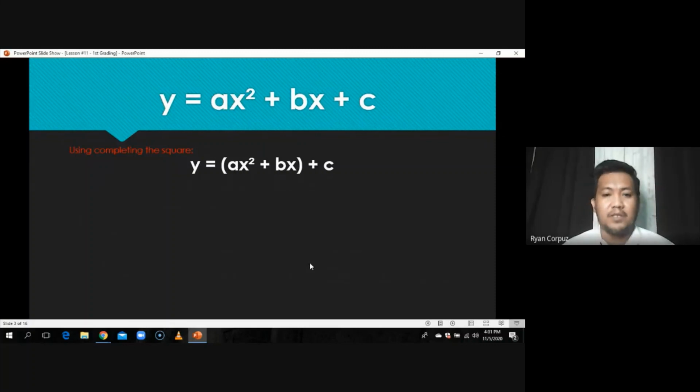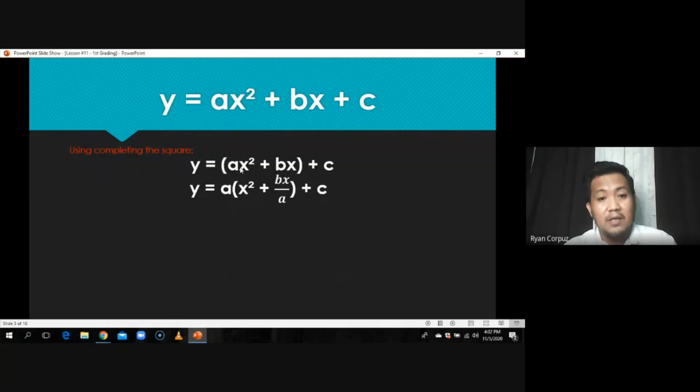We're going to make it a perfect square trinomial using the formula that we add on both sides of the equation. Di ba, we have a formula there that used negative b over 2a. So we are also going to make use of negative b over 2a. But before we do that, of course, when you are using completing the square, the numerical coefficient of the quadratic term must be equal to 1.